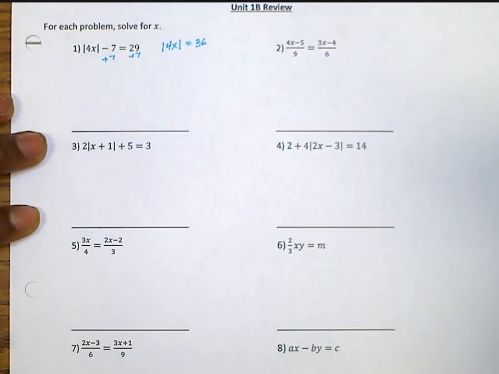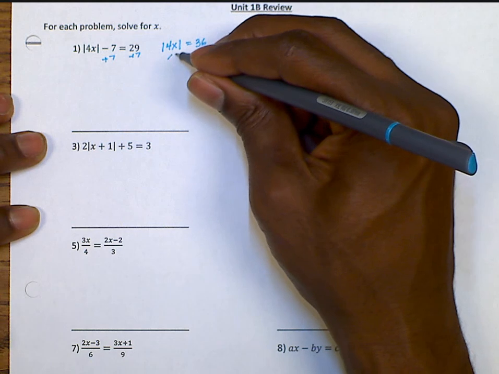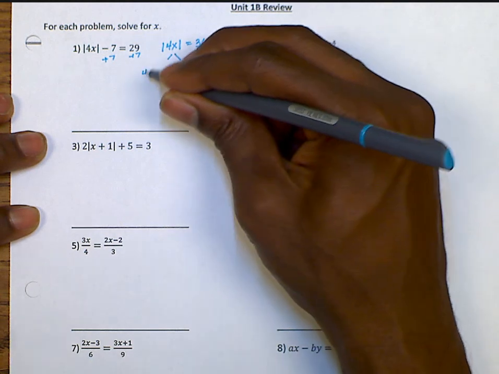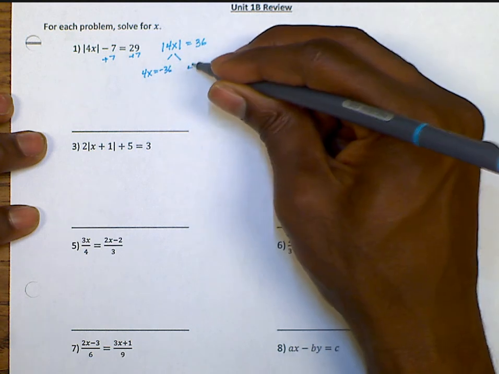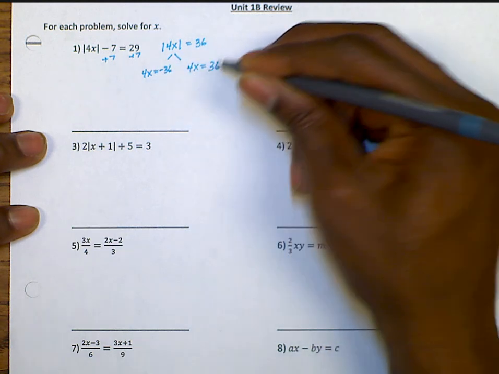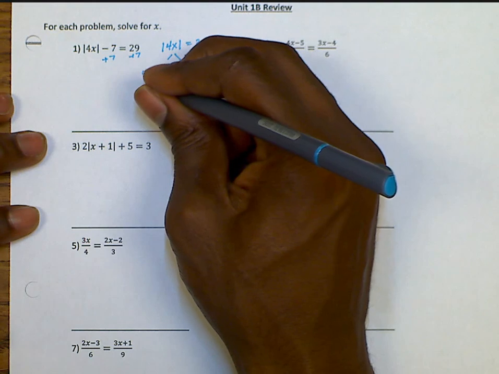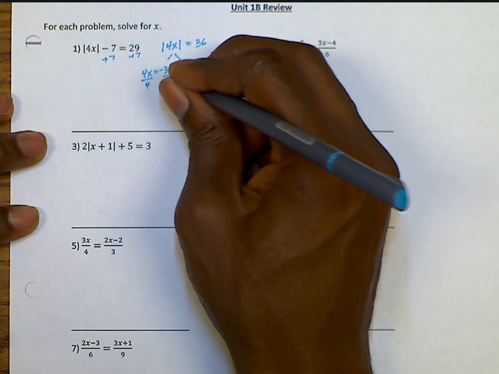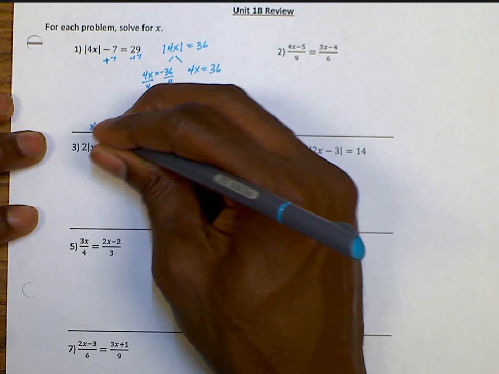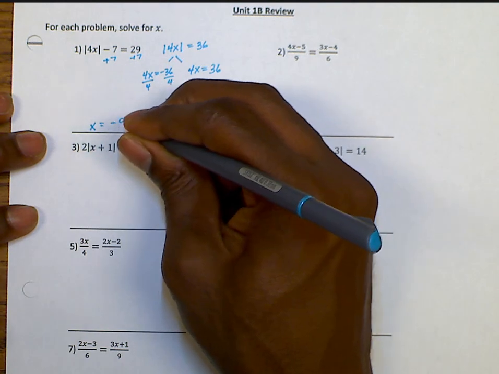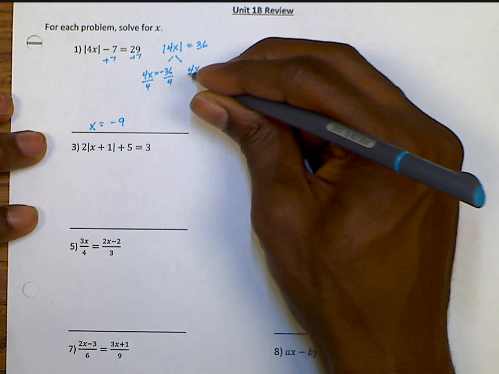Okay, from here, now that I have the absolute value isolated, I'm going to split my problem to 4x equals negative 36 and 4x equals positive 36. Divide both of these equations by 4 to get x by itself. Then I get my two solutions. x can equal negative 9 or x can equal positive 9.